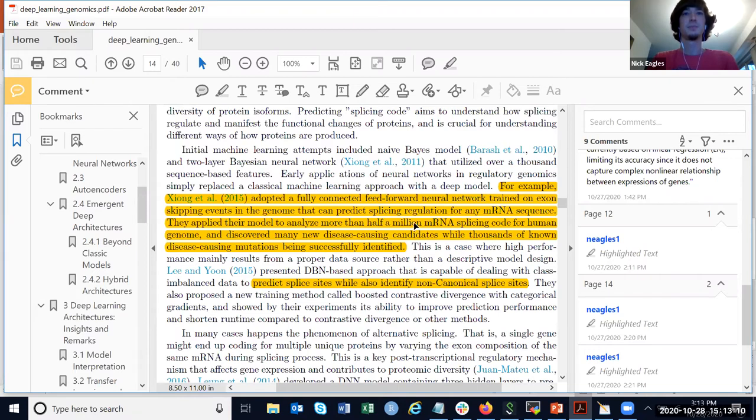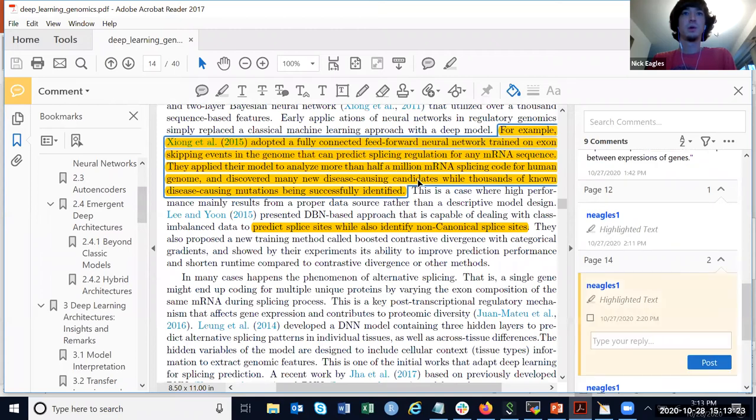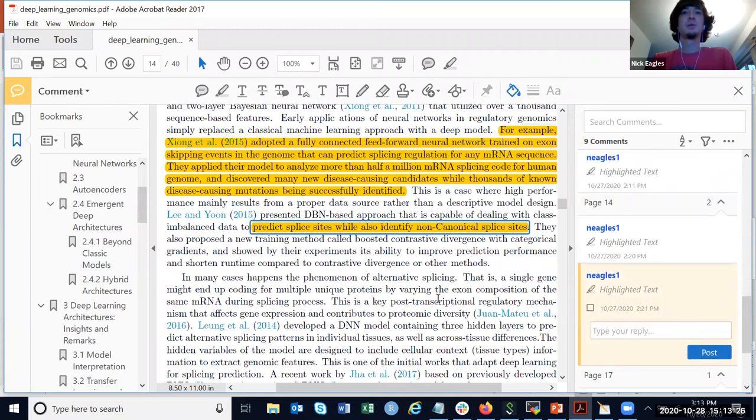So that's an example where there's already a huge amount of data out there. Neural networks can perform very well when they have a huge amount of data. And then also an interesting point was that not only can you identify splice sites, but you can also predict which ones may be non-canonical variations. So you can actually do a lot, just based on how you structure your neural network, you can look at different angles of a problem.